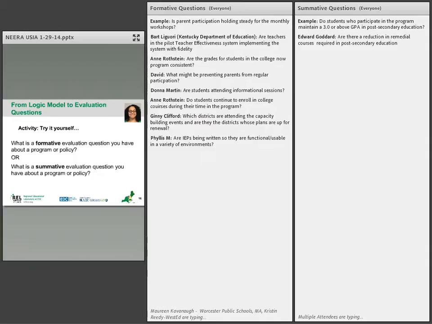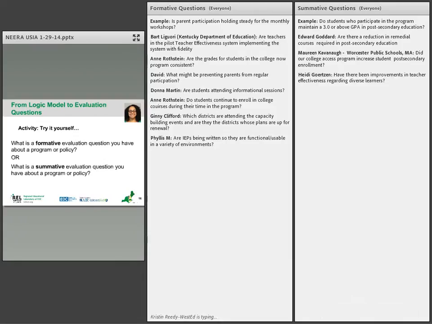So now let's try to focus on some summative questions. Now that you've gotten the idea of what a formative evaluation question would be, these are really great. So Ed Goddard here says, is there a reduction in remedial courses required in post-secondary education? Thinking about what happens in post-secondary, the College Ready course hopefully will reduce the amount of time that they would have to take remedial courses, or not taking remedial courses at all.